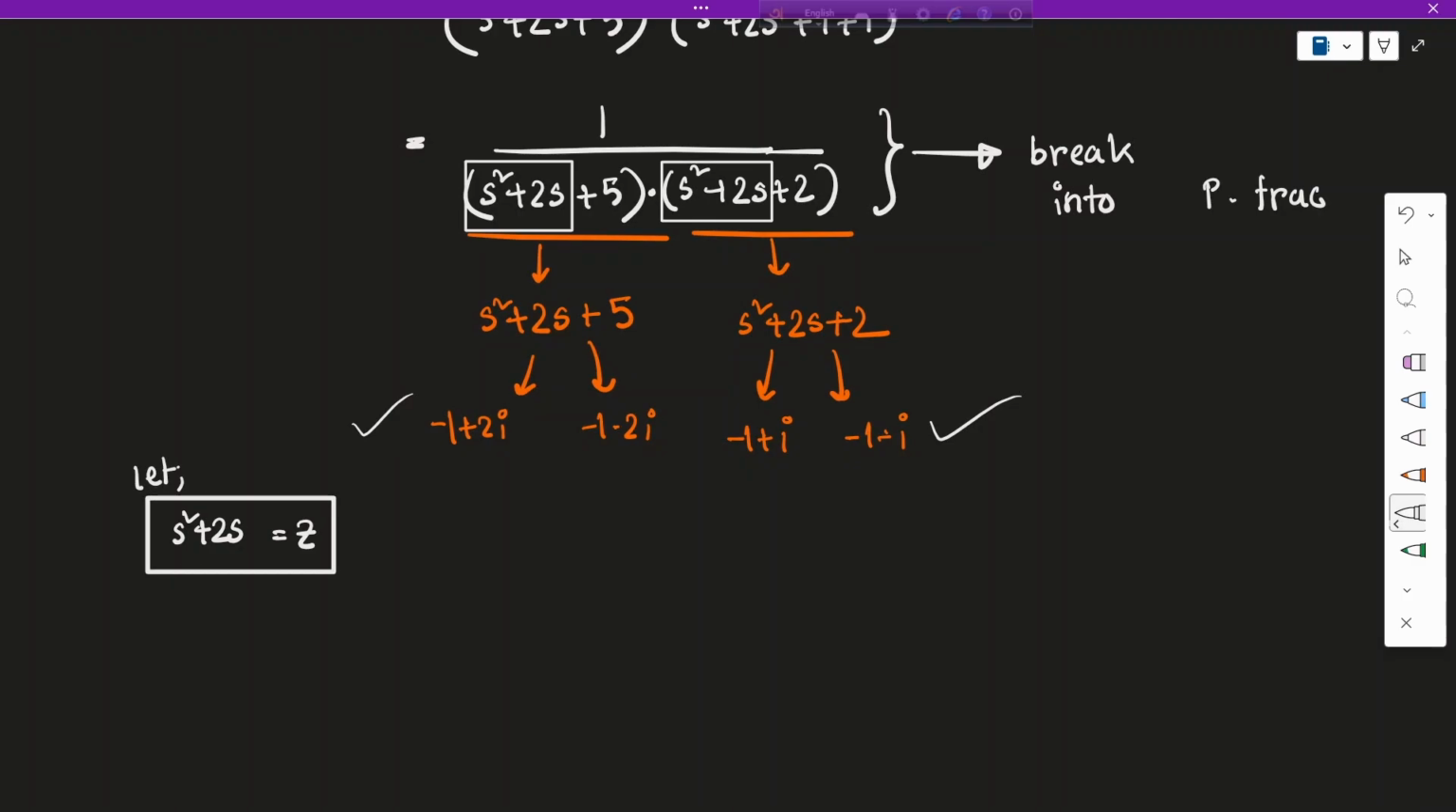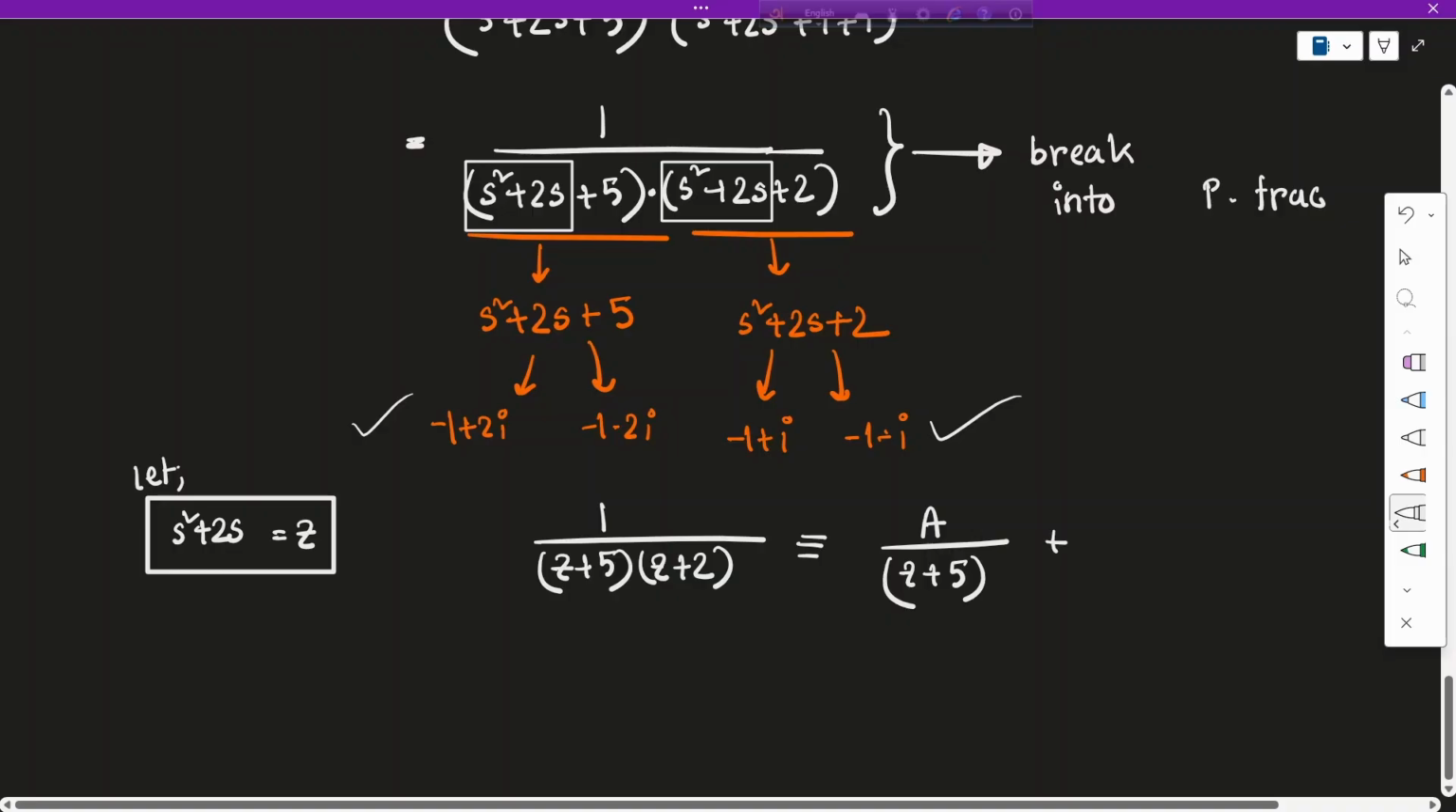So if we do that, what does the expression become? It becomes z plus 5 times z plus 2. So now we're easily able to convert this into two partial fractions. It's just the thumbs up rule, right? I hope you understood it.